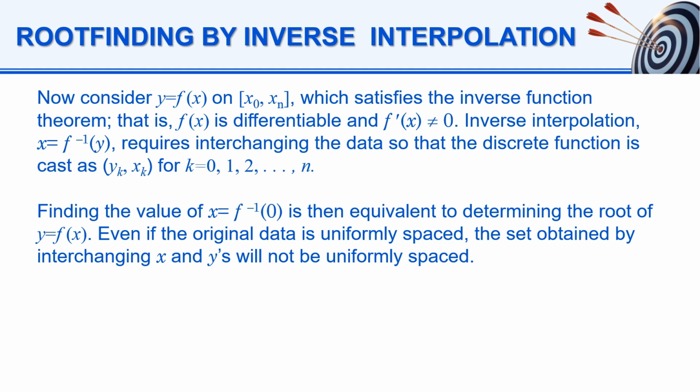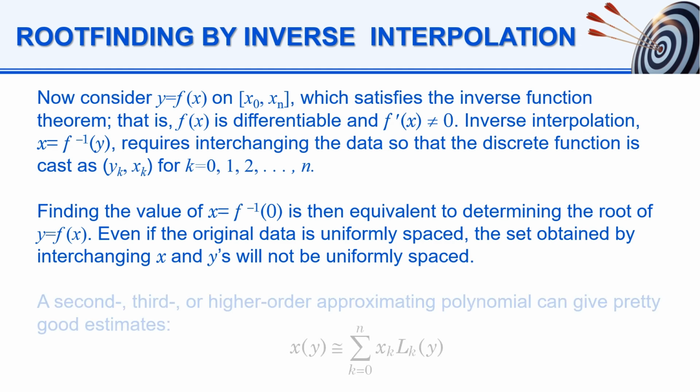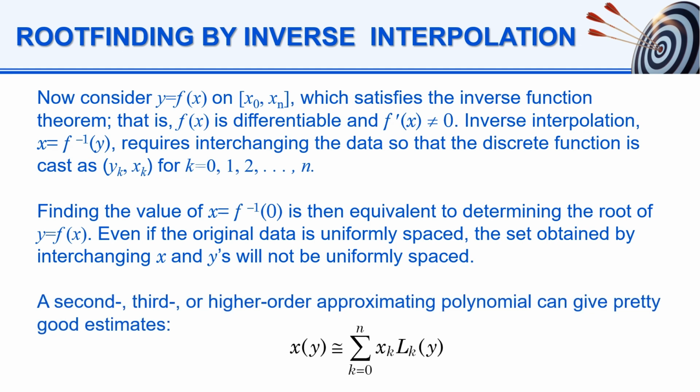Even if the original data is uniformly spaced, the set obtained by interchanging x and y's will not be uniformly spaced. A second, third, or higher order approximating polynomial can give pretty good estimates. The following is a Lagrange interpolating polynomial.